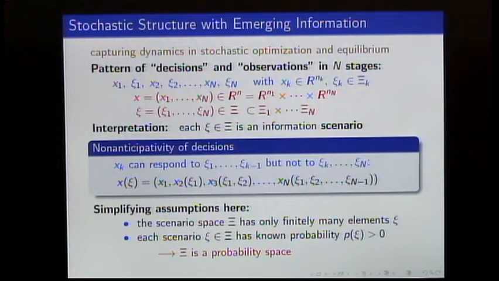So these are stages rather than time periods. But the idea is that we want to consider a pattern where we make a decision. Then there will be some kind of information revealed, let's just call it an observation. And then we're able to make another decision, a recourse decision, that reacts to that observation, but it's affected by what happened before.